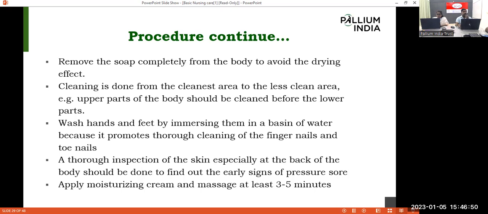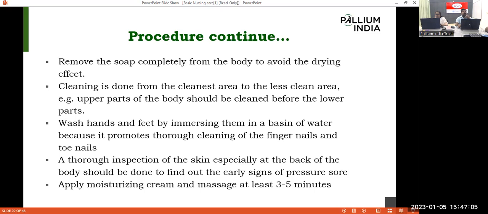Then cleaning is done from the cleanest area to the less clean area, because we clean the upper portion of the body first, then we can move to the lower parts. That is what we mean by cleanest area to the less clean area.